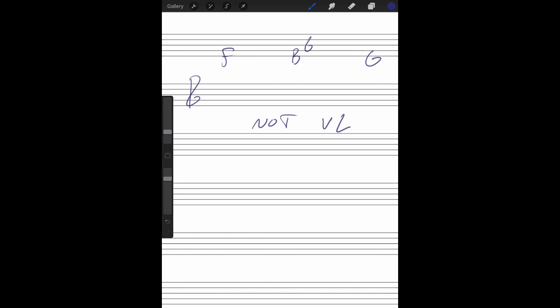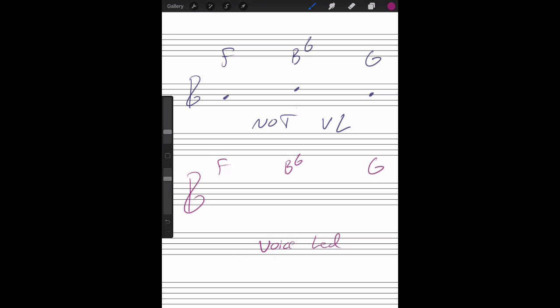So we have an F, A, C, so the A, and then we have a B flat, D, F. So the D, let's take that up, and then G, B, D. Not super smooth.